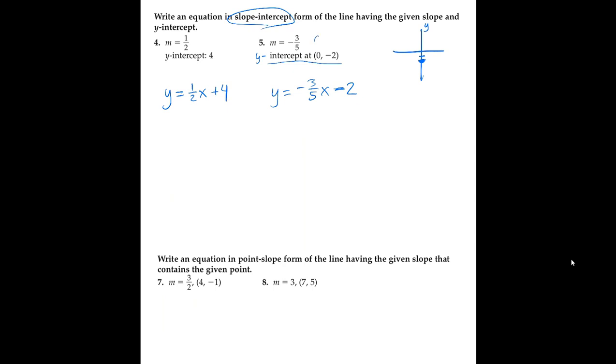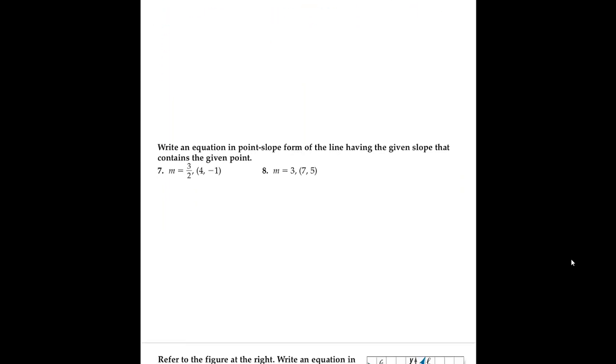Now, if it had been negative 2, 0, we would have had to do some solving. We would have said, oh, that's an x-intercept. We need to follow this slope and see where it crosses. And so that would have been a different question. But they gave us the y-intercept. That was so nice of them.